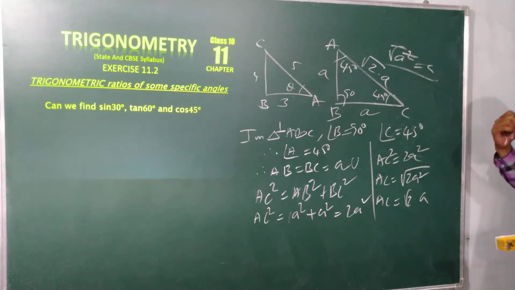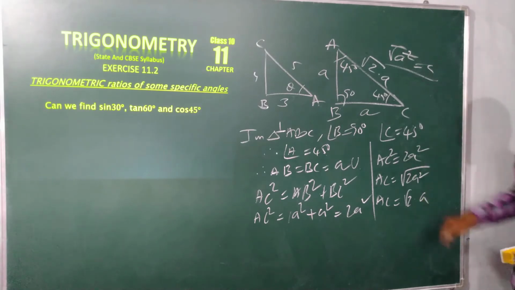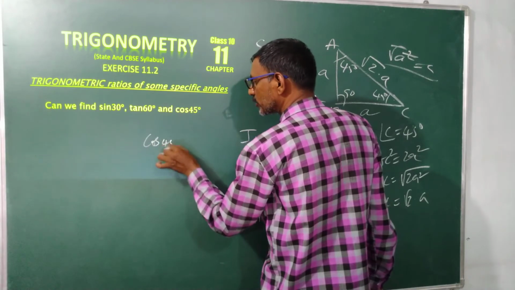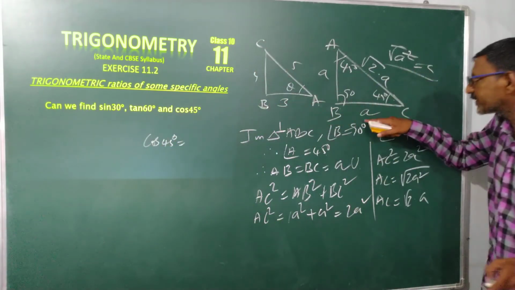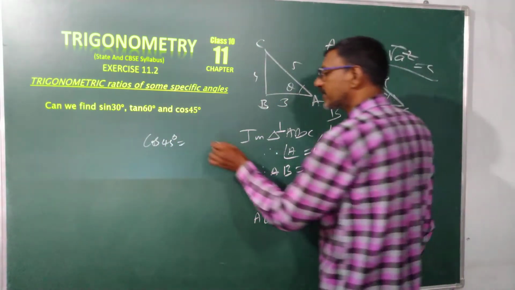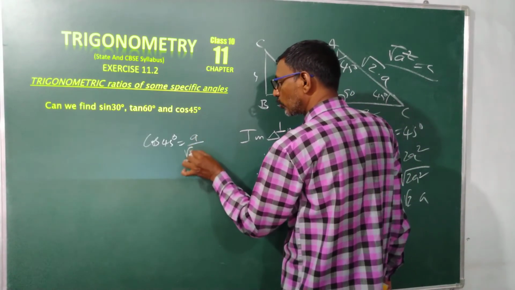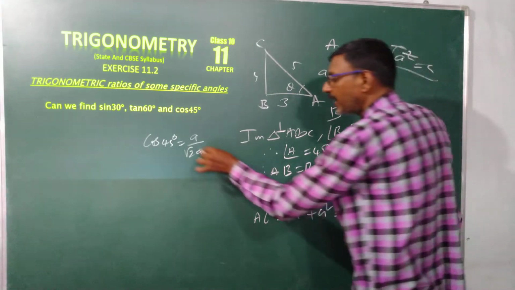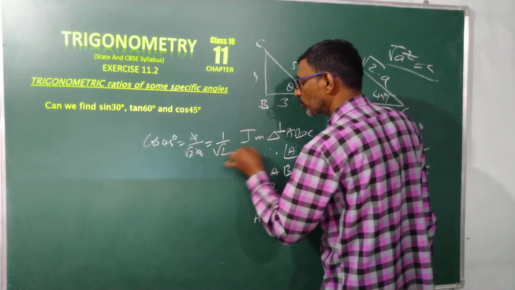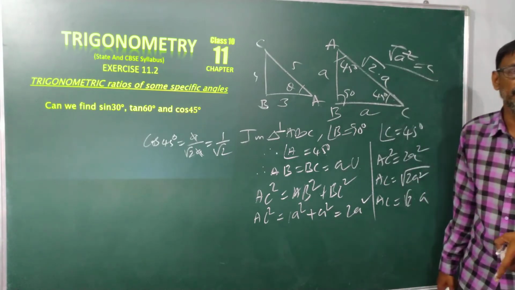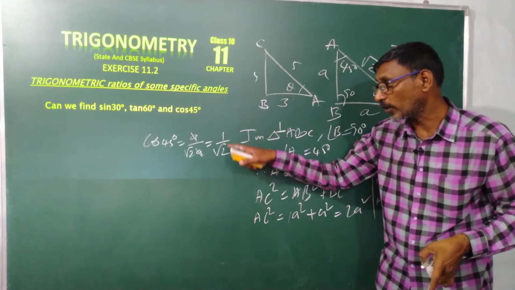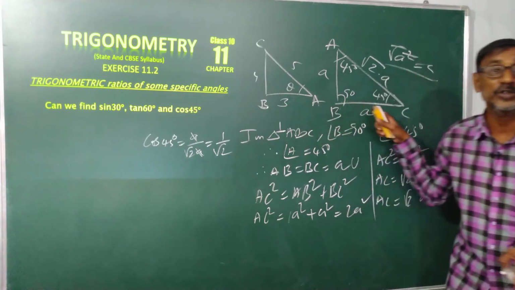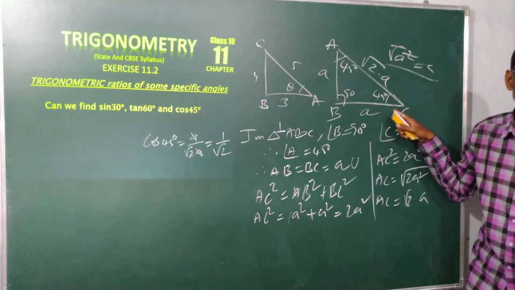Now, I would like to find all the ratios because I know every ratio. Suppose I take cos 45 degrees, adjacent side by hypotenuse. Adjacent side is how much? A, by root 2 times A, my hypotenuse. A gets cancelled, that is equal to 1 by root 2. So cos 45 degrees is equal to 1 by root 2. This is the least ratio in an isosceles right angle triangle.